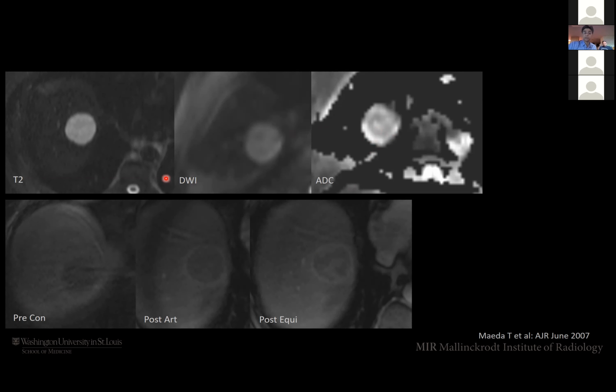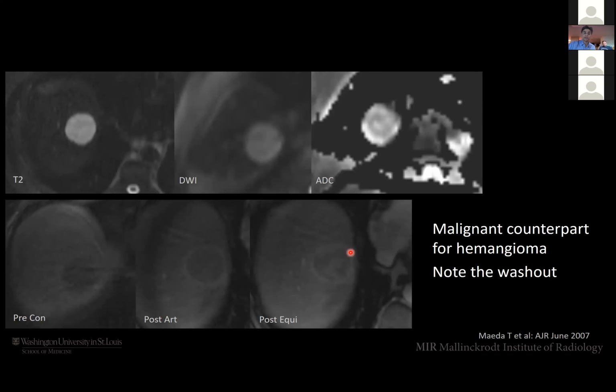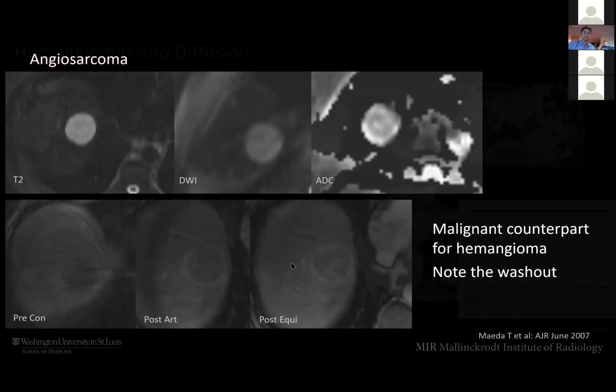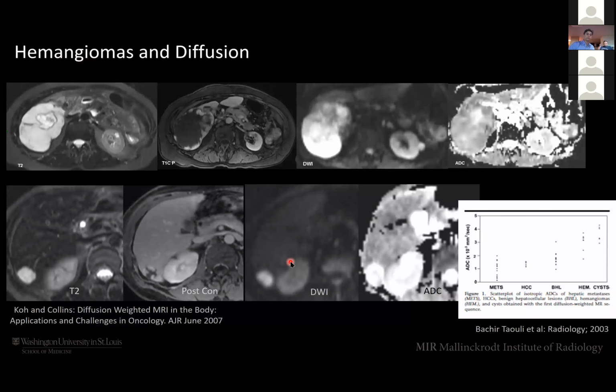This is an angiosarcoma of the liver. They're hyperintense on T2, they enhance intensely, and they can even have a light bulb enhancement, but they will wash out. This is the malignant counterpart of hemangioma. Angiosarcoma is a malignant counterpart of hemangioma. We are fortunate that it is extremely rare, but again, a point to note is that whenever you see washout, it is a sign of malignancy, not benignity.